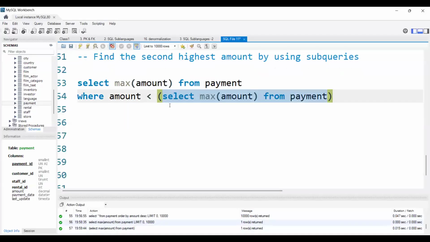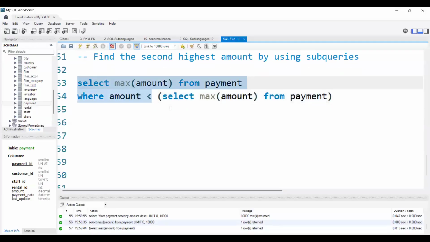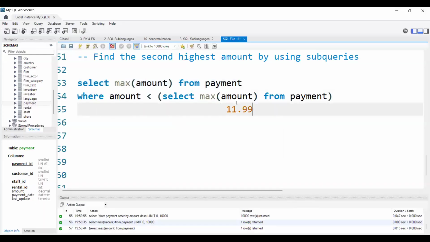Now it will compare this with 11.99. Here I'm saying SELECT MAX of amount FROM payment WHERE amount less than 11.99. If I execute individually, first the WHERE clause checks the row-level data. It will go to the first row. If it is satisfying, it's okay. If it is not satisfying, it will go to the second row. Previously we saw that, we know that concept. So here also SQL will first execute the inner query and get 11.99. Here my output will be 11.99.